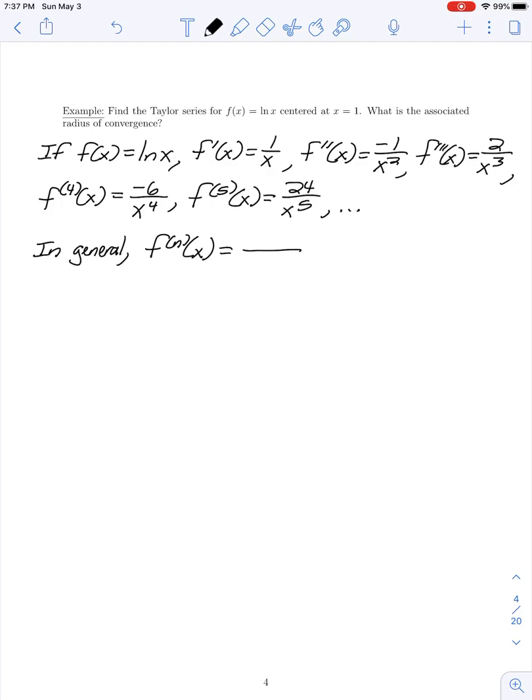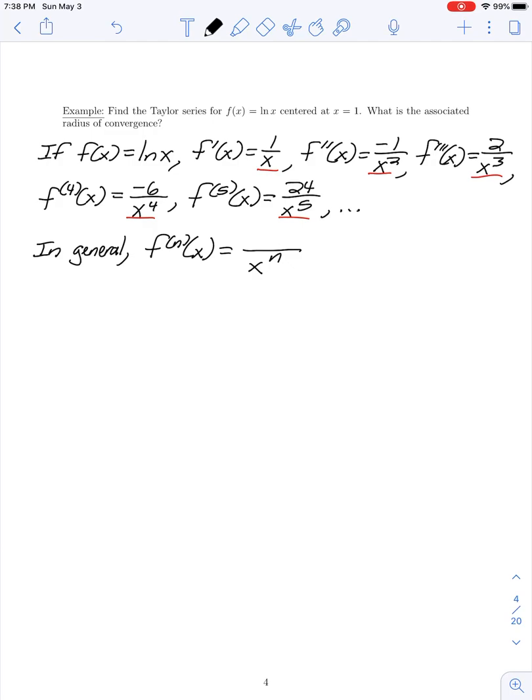So again, looking at the numerator and denominator separately, let's consider the pattern in the denominator first. For our first derivative, f prime of x, our denominator was x. For the second derivative, it was x squared. For the third derivative, x cubed. Fourth derivative, x to the fourth. Fifth derivative, it was x to the fifth. So in general, for the nth derivative, we would have x to the nth power as our denominator.